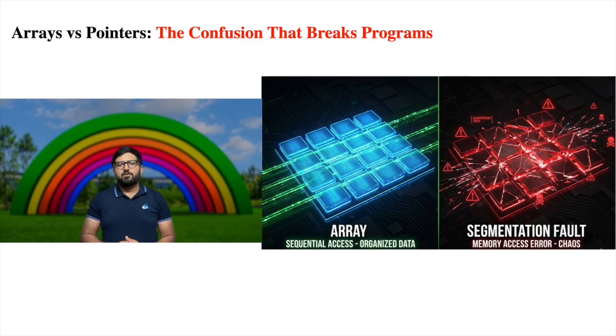C and C++ bugs do not come from complex algorithms. They come from one misunderstanding: arrays and pointers. They look similar, they print the same address, but treating them as the same thing silently breaks programs. Today, I will show you exactly why, using clear memory visuals and real bugs from real code.